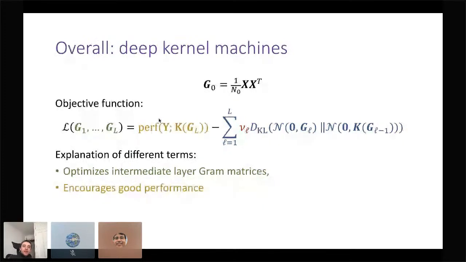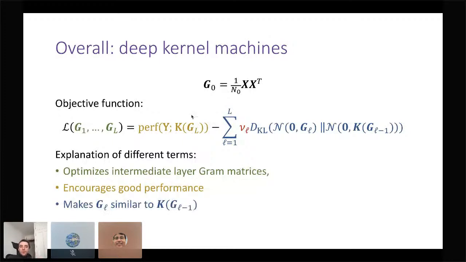Then there's a term in here that encourages good performance. That depends on our targets Y, and it depends on that kernel function applied to the top layer Gram matrix. This could potentially be the log marginal likelihood of your Gaussian process, but it could also be a performance measure in kernel ridge regression or in, say, a support vector machine.